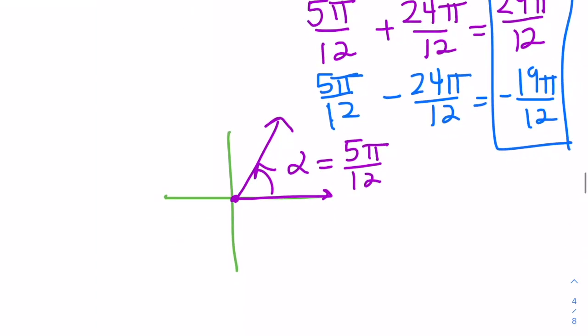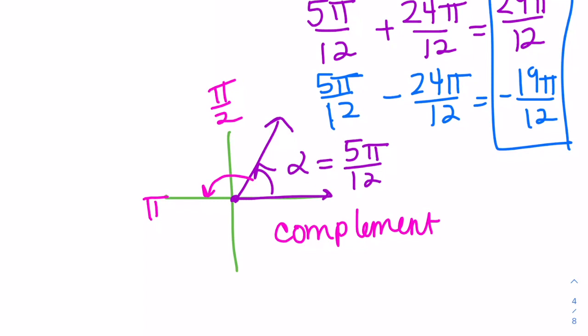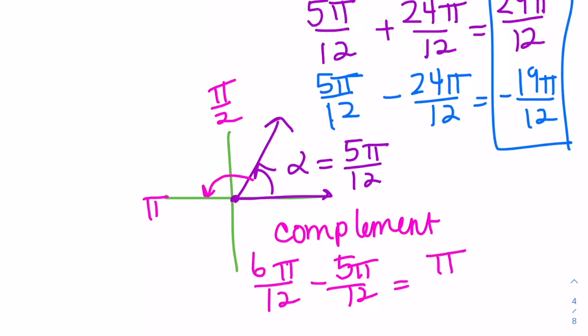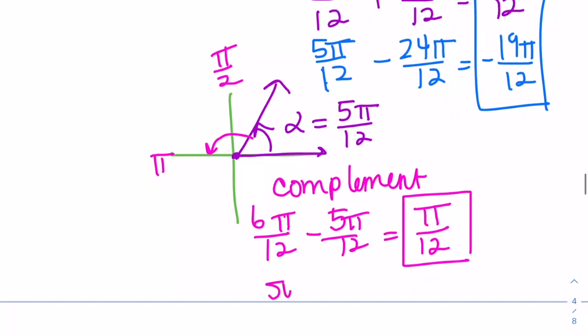Now let's find the complement and the supplement. So the complement, well, we know that if this was a full rotation, this would be pi, and we know that this 90 degrees would be pi over 2. So pi over 2 minus 5 pi over 12, and I could rewrite that as 6 pi over 12. Well, the complement would just be pi over 12.